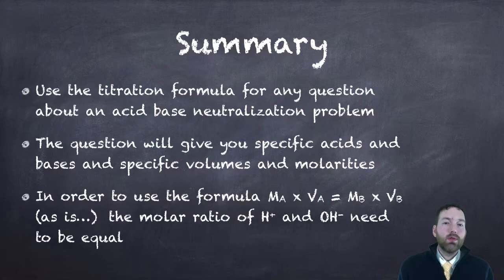And remember, in order to use the formula MAVA equals MBVB as is, the molar ratio of hydrogen ions and hydroxide ions needs to be equal. And it usually will be, but if it's not, you need to ask yourself, is the acid in a way twice as strong because it has more hydrogen ions? Or is the base twice as strong because it has more hydroxide ions? If so, then you're going to have to alter your answer accordingly. We'll practice more of these more difficult questions in class, but the basics of titrations should be pretty easy for you, and I don't think you'll have any trouble plugging this formula in and solving for any of these unknowns.